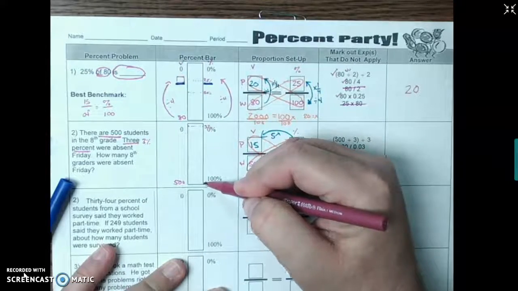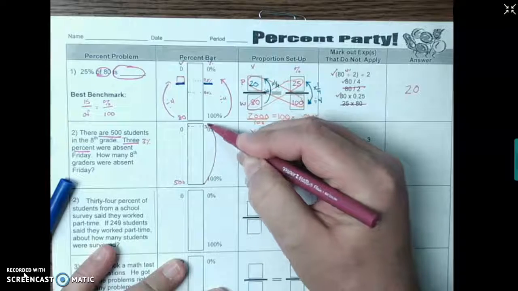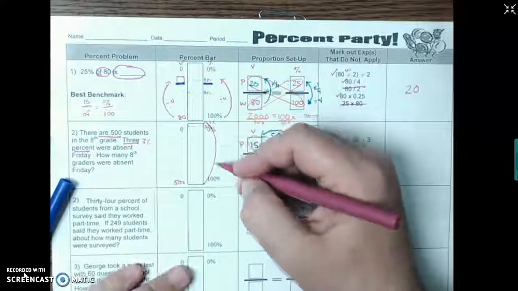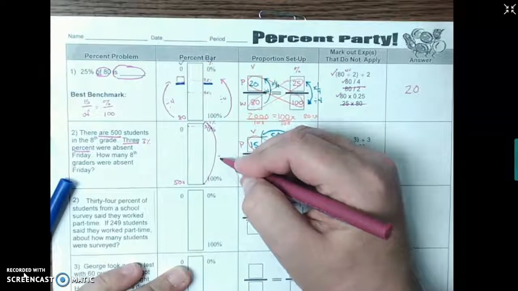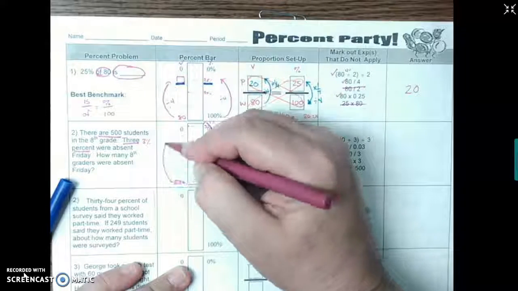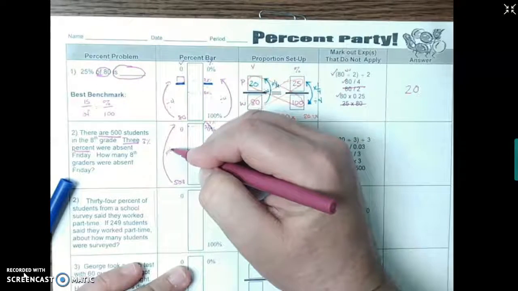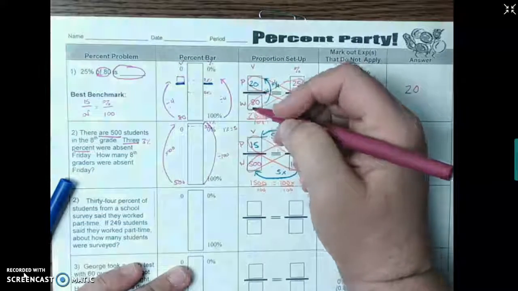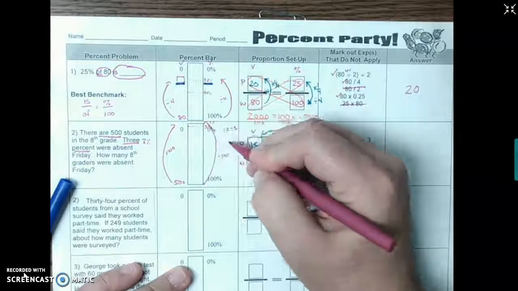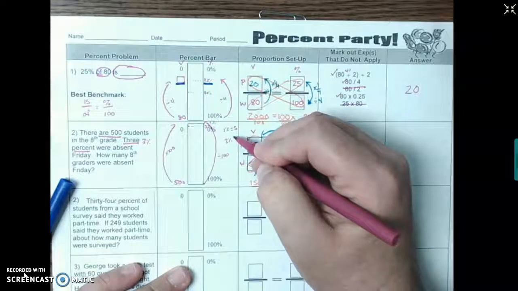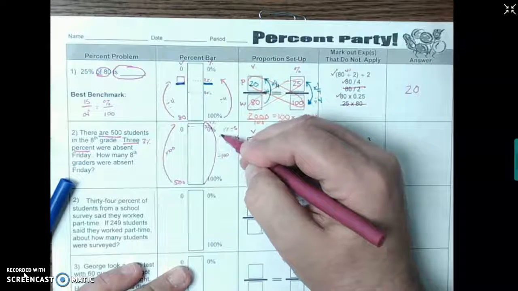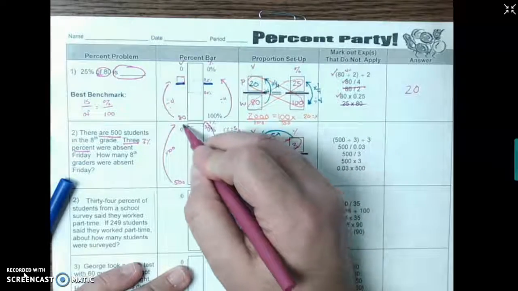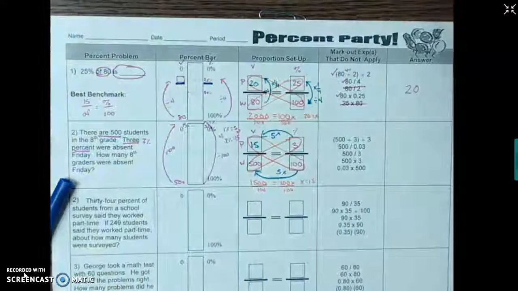I would go, okay, so how do I get from 100 to 1%? And to get from 100 to 1, I'm going to divide by 100. And I'm going to divide this by 100. So 1% equals 5. And I need to get to 3%, which is going to be 15. 1 times 3 is 3. 5 times 3 is 15. So I get the same value there.